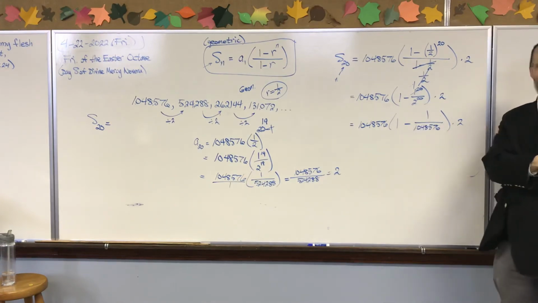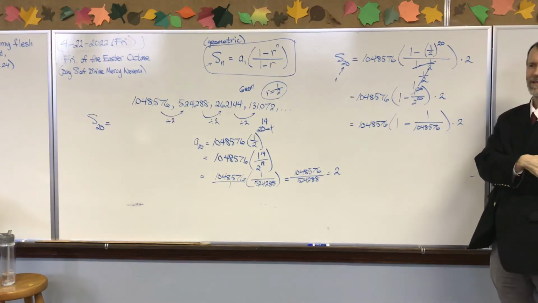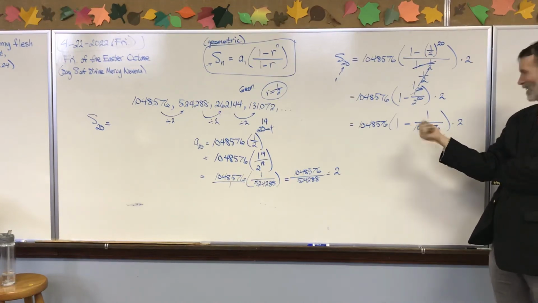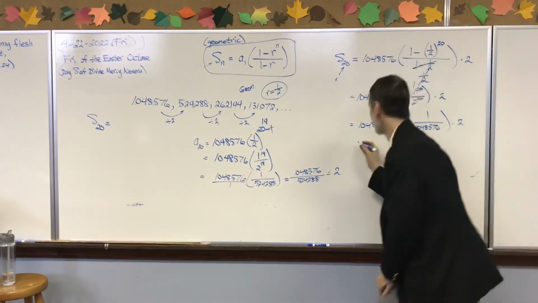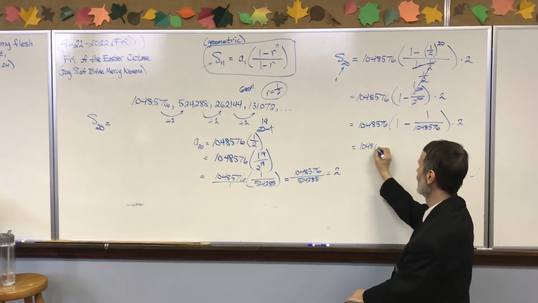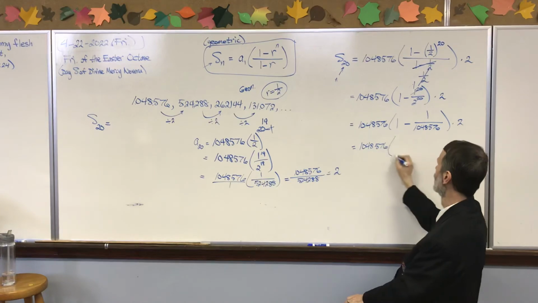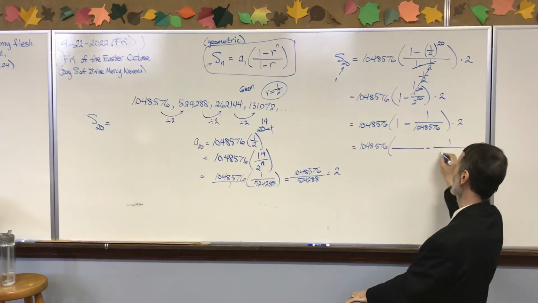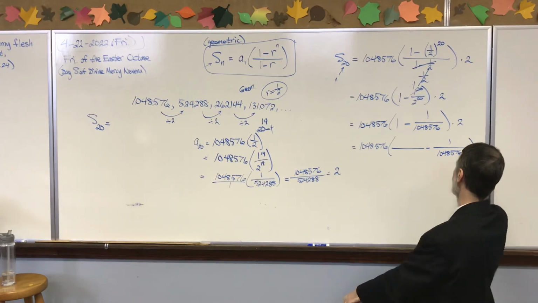How do you subtract with fractions? You need a common denominator. So 1,048,576, the thing in front just sits there. This is going to be fraction minus fraction. This one's still the same, 1,048,576. And then the times 2 is at the end.